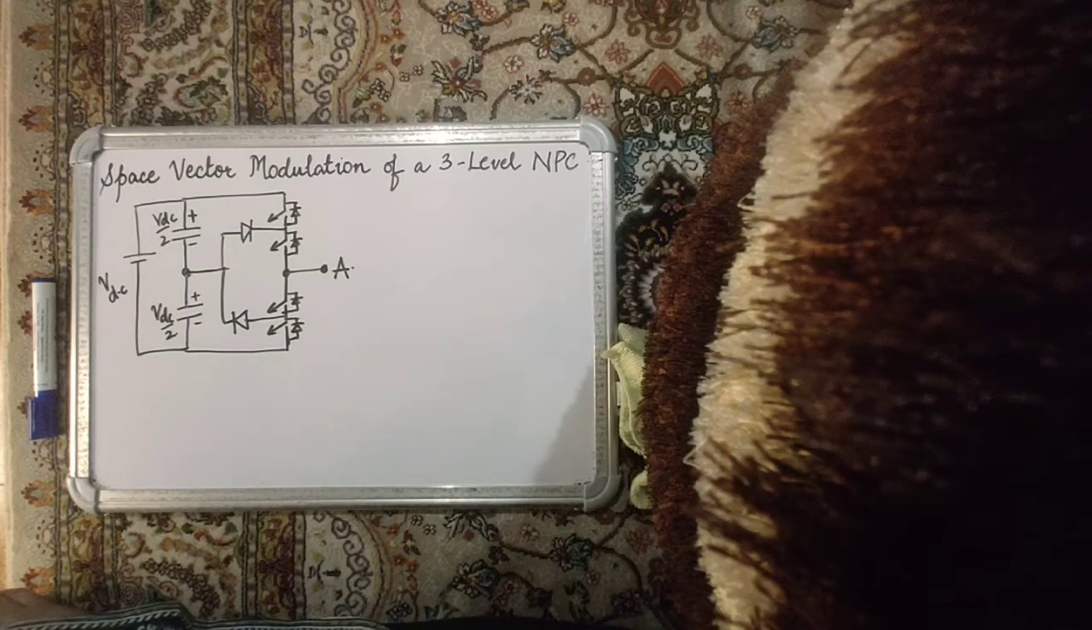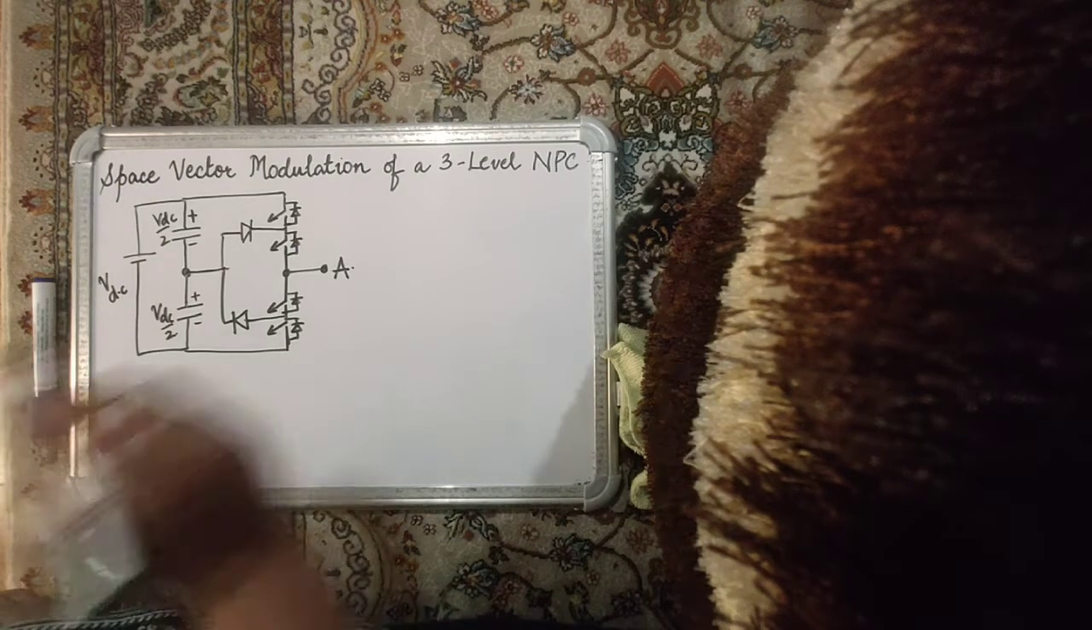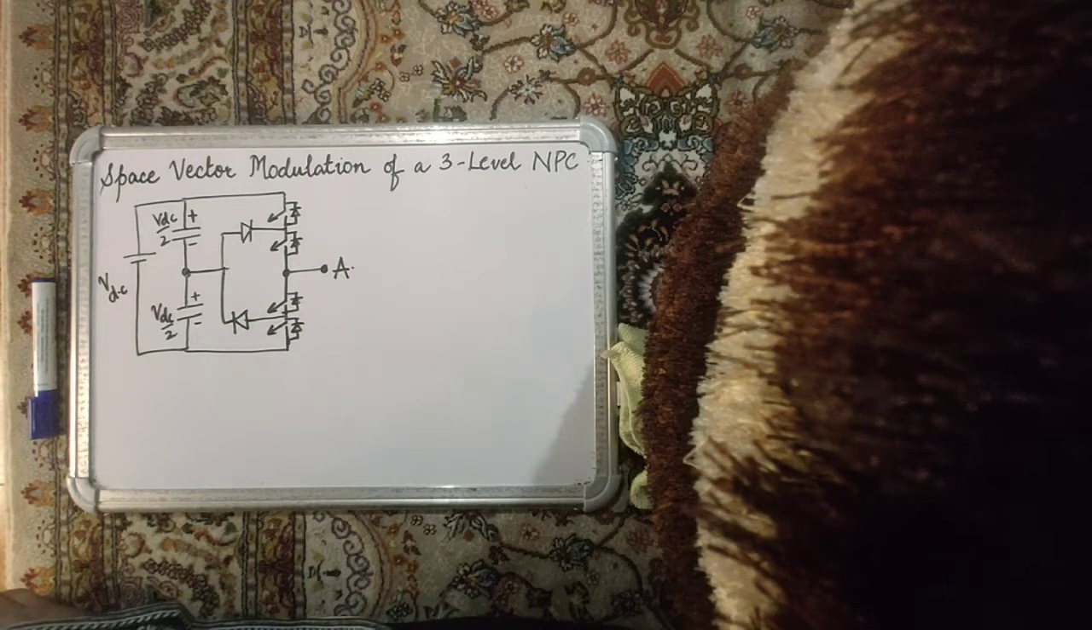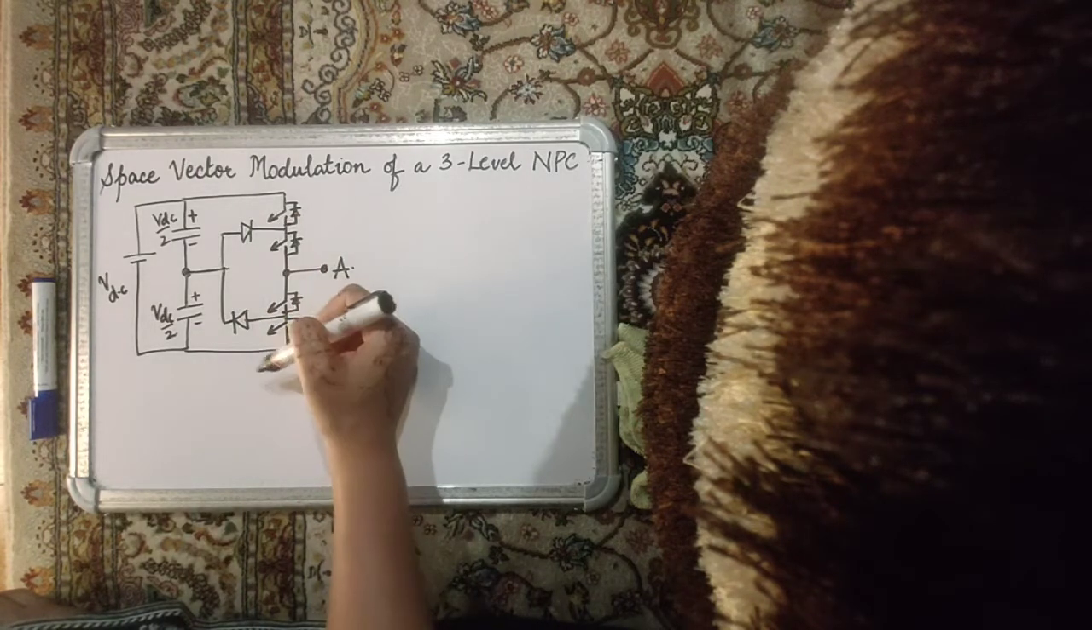Welcome to the lecture on space vector modulation of a 3-level NPC, or as you may call it, a neutral point clamped multi-level converter, also called a diode clamped multi-level converter. Given here is the circuit diagram of a 3-level NPC with only phase A shown in the picture. If it's a 3-phase converter, you may have phase B and phase C, which are very similar to phase A over here.